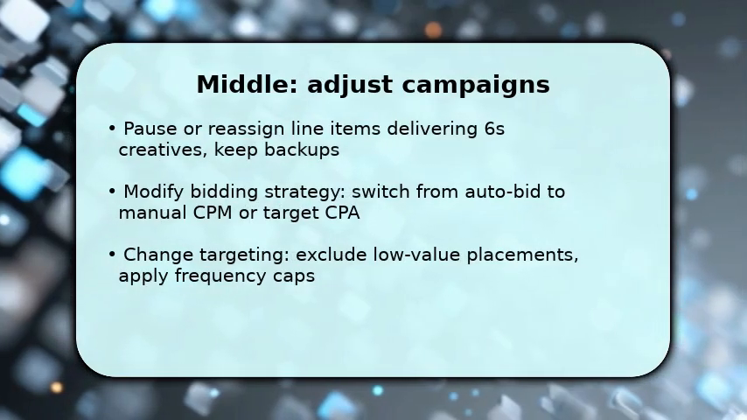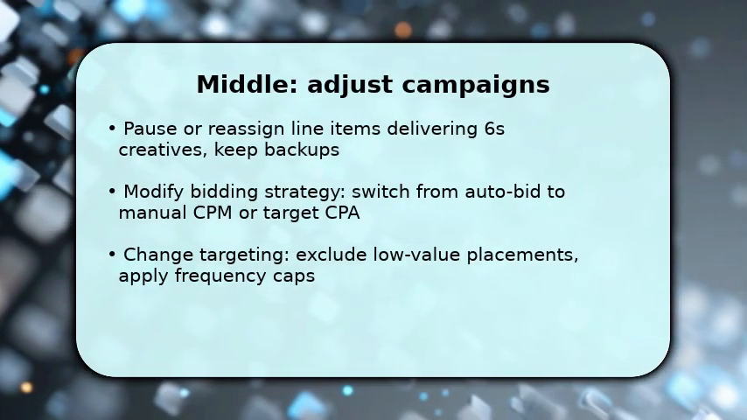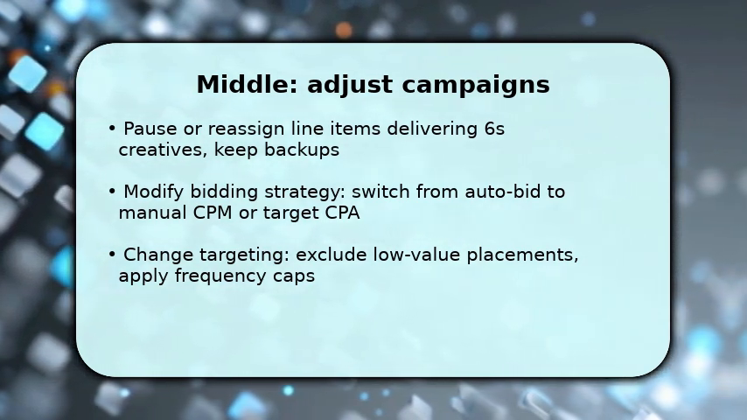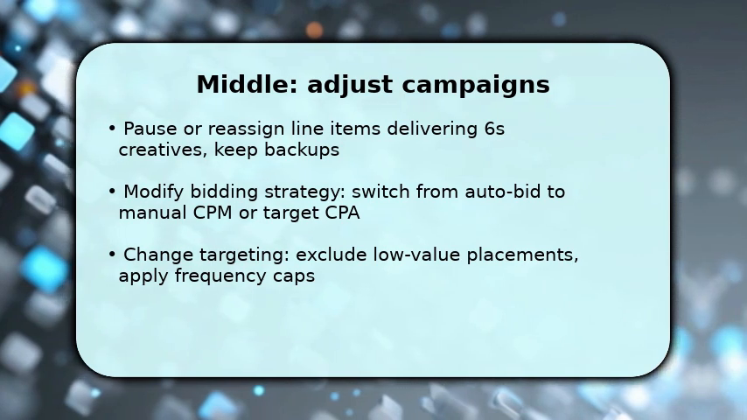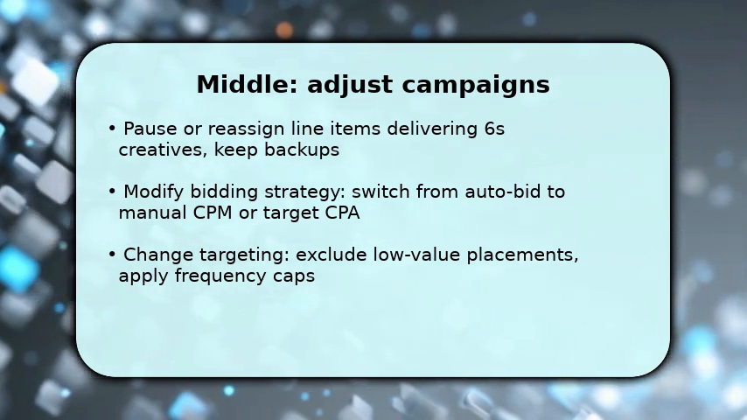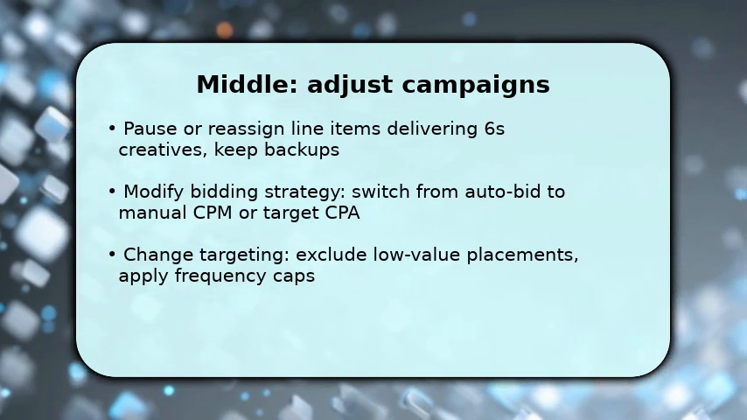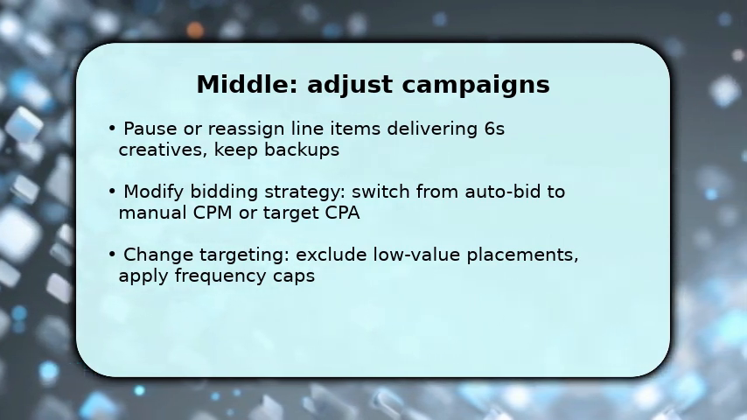Once the offending line items are identified, pause them or reassign creatives to non-bumper line items so delivery stops immediately while you work. Then adjust bidding. Switch auto bid rules that favor bumper CPM to manual CPM or target CPA to regain control of price signals.